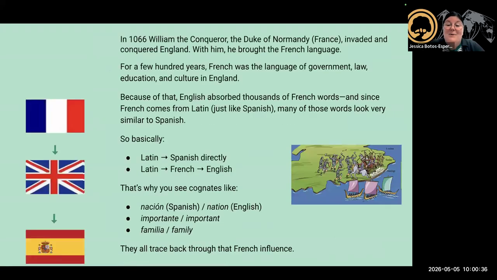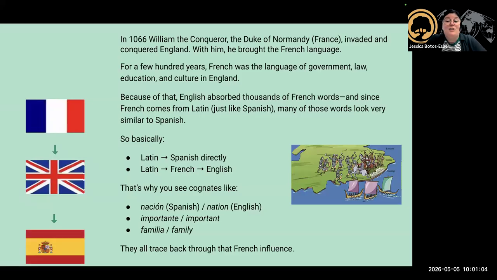Well, let me tell you a quick story. Back in 1066, William the Conqueror from France invaded England, and he brought the French language with him. For several hundred years, French basically took over government, law, education, culture. What does that mean? Well, basically, English started borrowing a ton of French words.